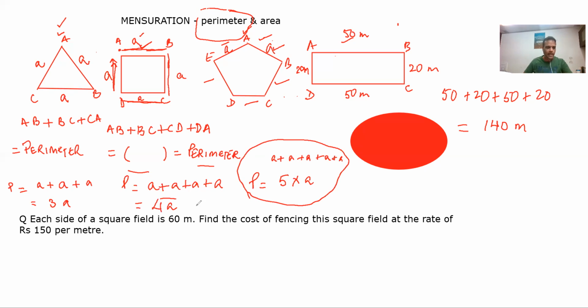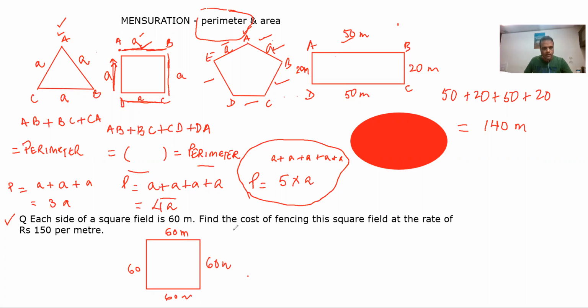Just to give you better clarity, let's do this simple question. Each side of a square field is 60 meter. So let me make a square here. This is a square. It is given that each side of the square is 60 meter.